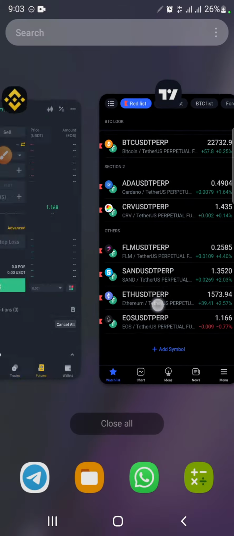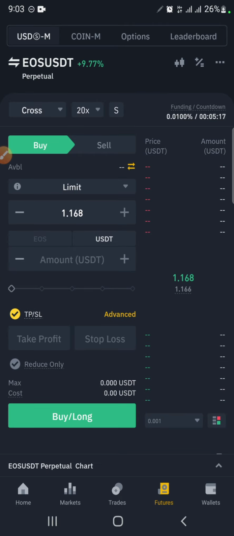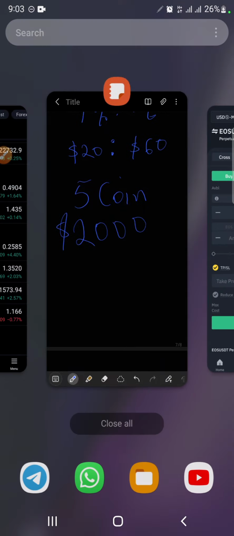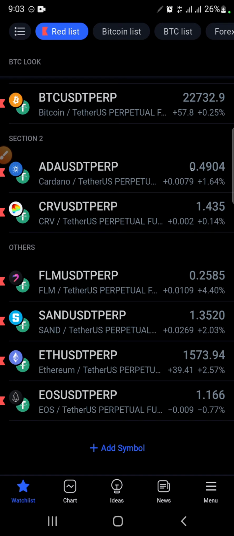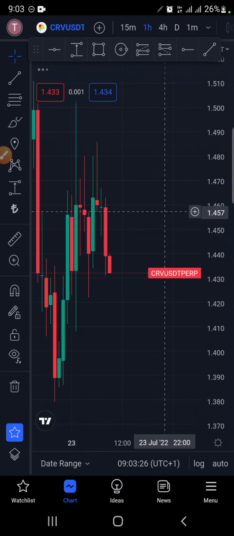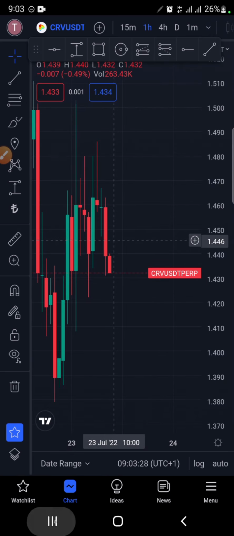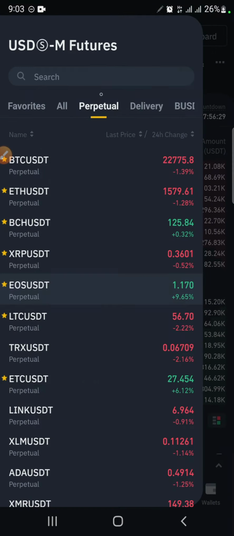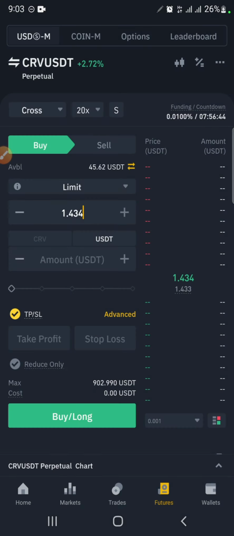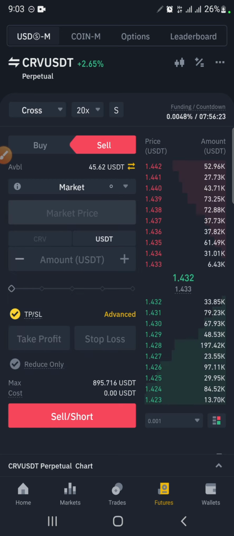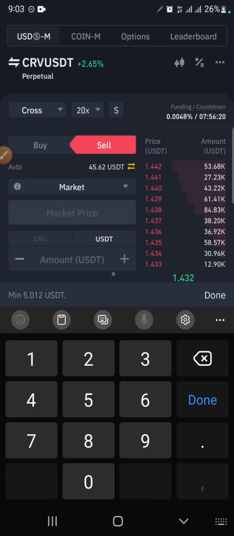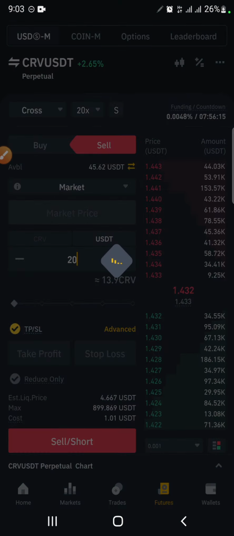Let's go to my Binance. This is my Binance account. Let's check the charts a bit. Let's trade CRV. Let's check. CRV is going down, so let's take a sell position. Let's search CRV. This is it. Market price, then let's buy $20. That is your first entry. Then you click on sell. Now we are taking a sell position.